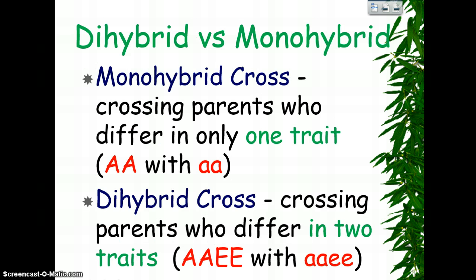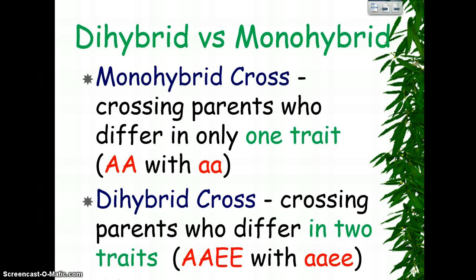Dihybrid versus monohybrid. Mono means one. A hybrid is a child with different genes than the parents, and a cross is parents mating. So we are crossing parents who differ in only one trait. When Mendel first ran his experiments, he just looked at one single trait. He crossed plants that were tall with short. He didn't care about the other traits in that plant. There are some, but he didn't look at those. He crossed pure round versus pure wrinkled, and that's all he looked at in that plant.